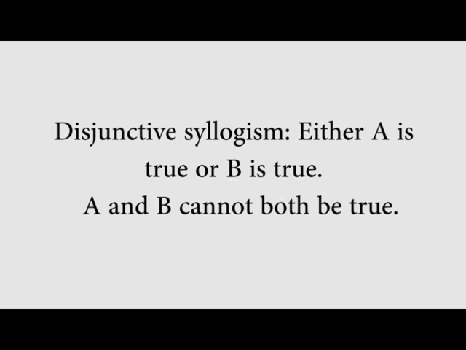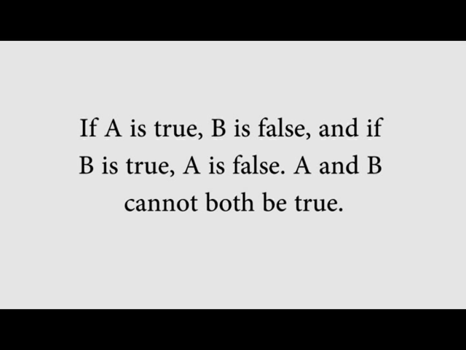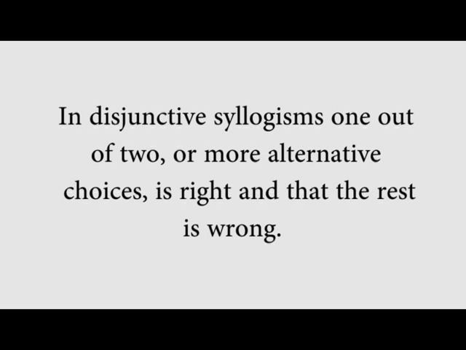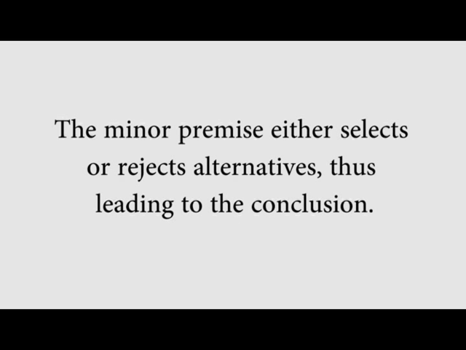Disjunctive syllogism. The basic form of disjunctive syllogism is either A is true or B is true. Thus, if A is true, B is false, and if B is true, A is false. A and B cannot both be true. In disjunctive syllogisms, the major premise is given in the form of choice between two alternatives, with the assumption that one out of two or more alternatives choices is right and that the rest are wrong. The minor premise either selects or rejects alternatives, thus leading to the conclusion.